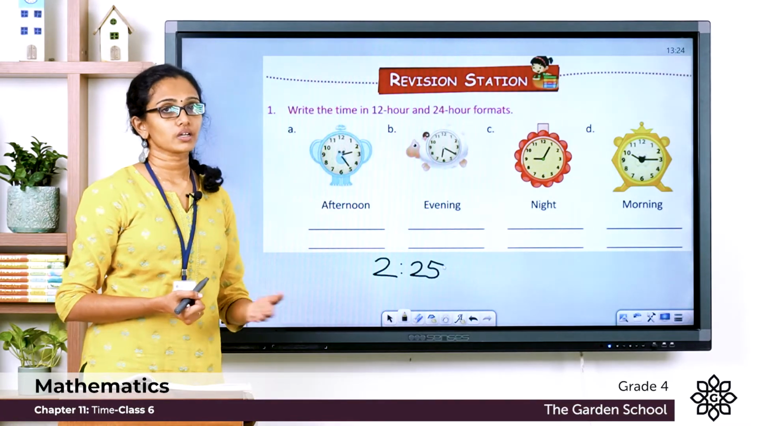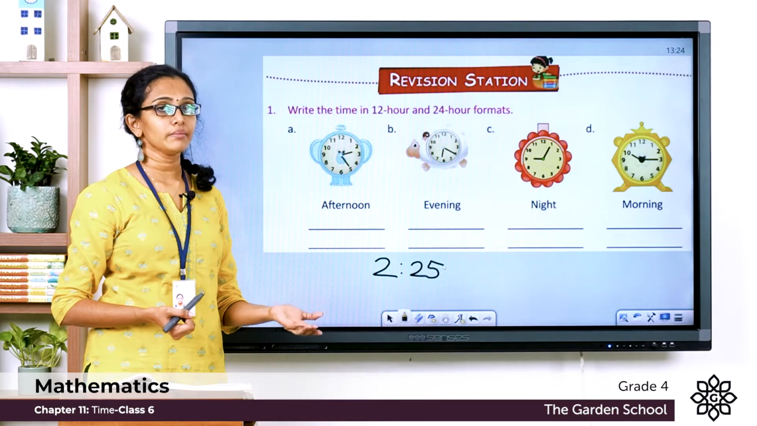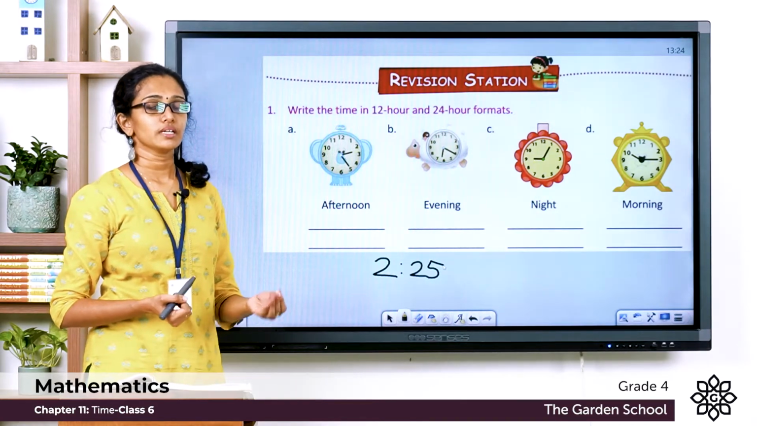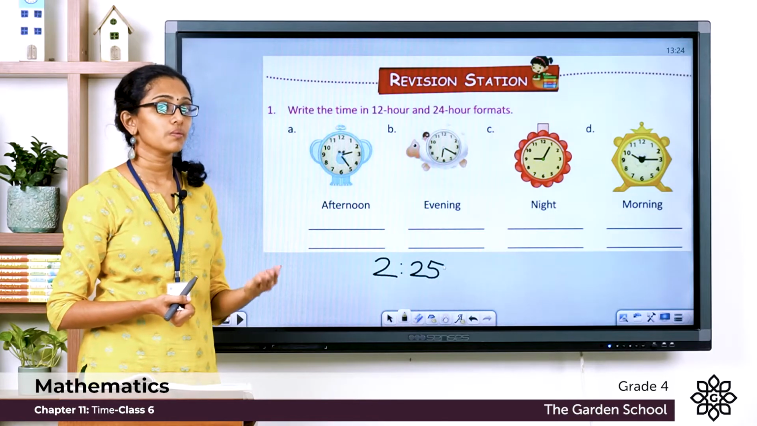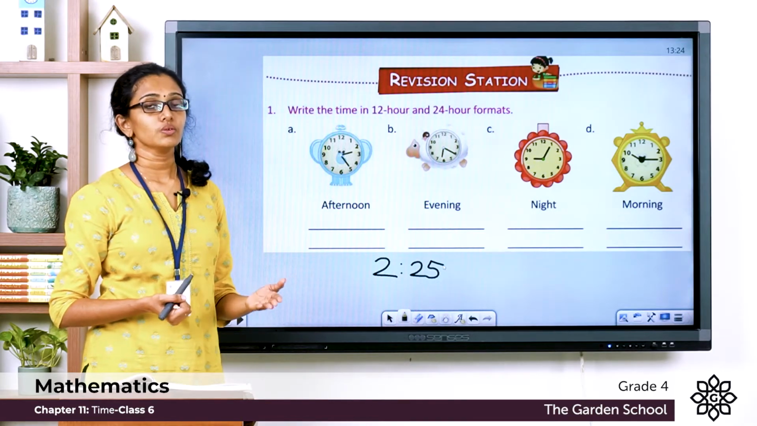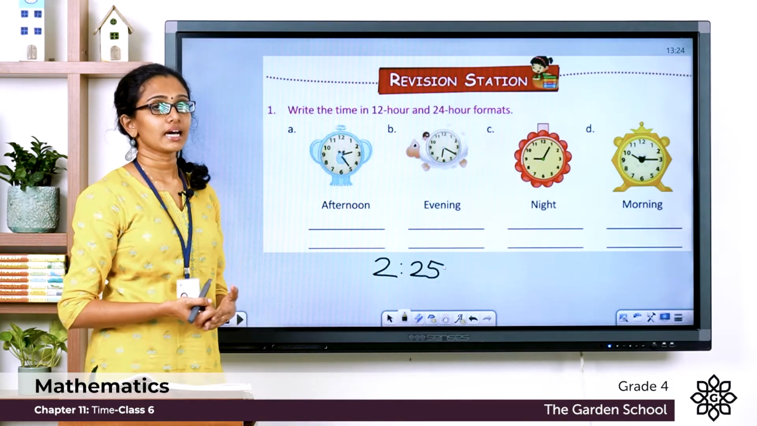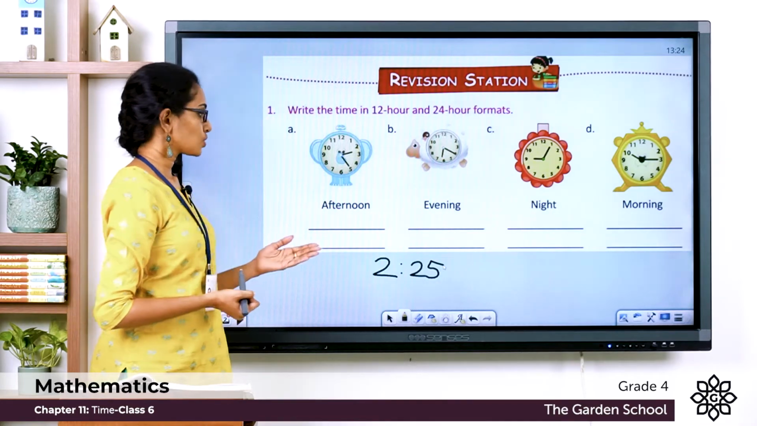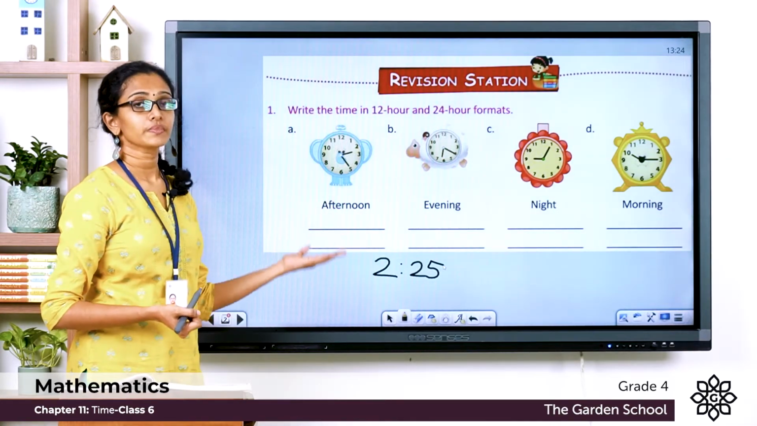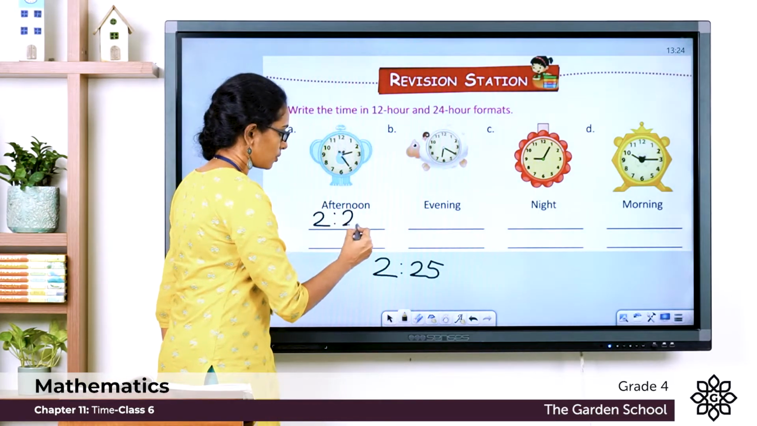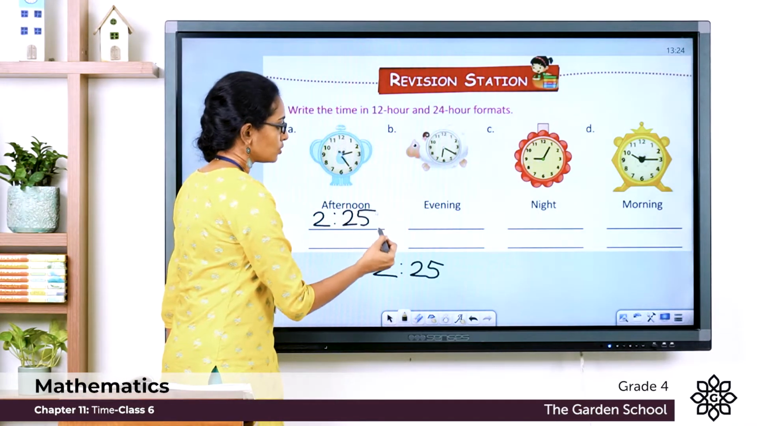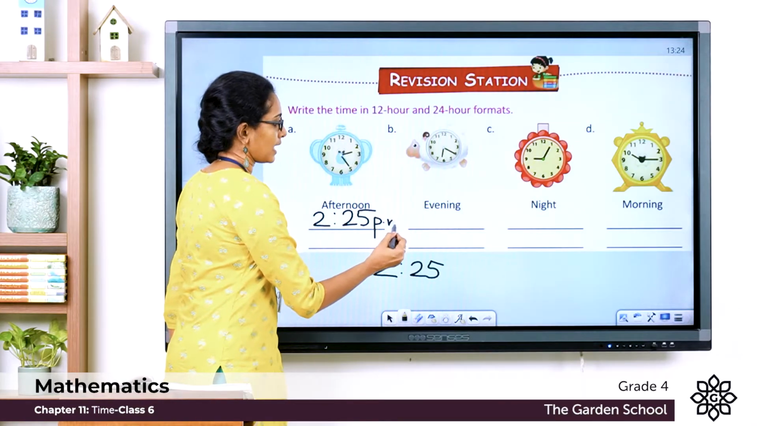In the 12-hour clock, we use either AM or PM to refer to the exact time. Since it is afternoon, which is after 12 o'clock in the noon, we use PM to indicate that it is the afternoon. So, what is the time here in 12-hour clock format? The time in 12-hour clock format is 2:25 PM.